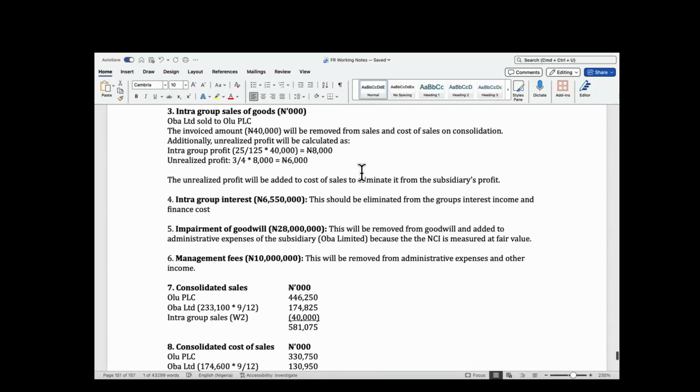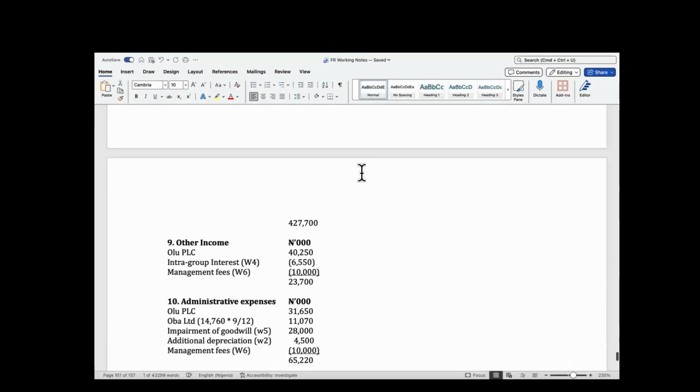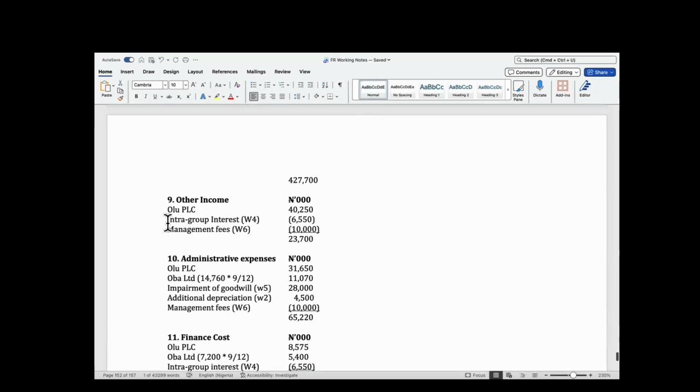Subsidiary doesn't have any other income. So you just remove the interest received, this 655550. So it is intragroup, we eliminate it. And also the management fee collected, we eliminate it. So we only consolidate the balance.